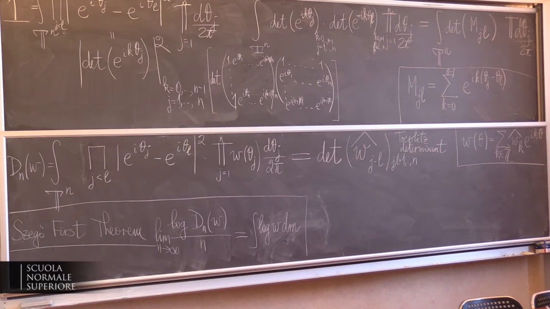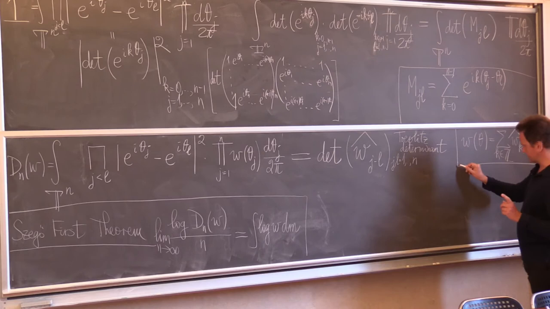It means that they are essentially orthogonal. But how do I say, what is the next term in these asymptotics? And very remarkably, Szego gives an answer to this question, in the following very interesting terms.